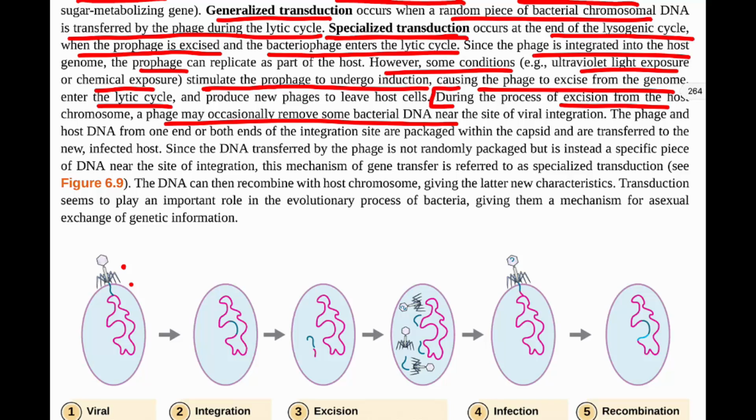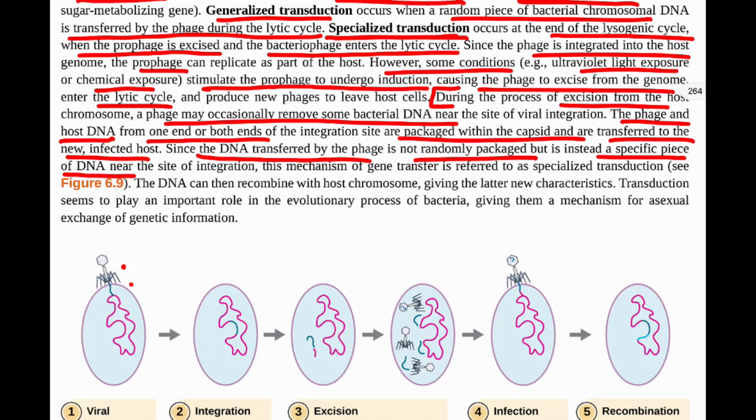Since the DNA transferred by the phage is not randomly packaged, but is instead a specific piece of DNA near the site of integration, this is called specialized transduction. The DNA can then recombine with the host chromosome, and then it gives the latter new characteristics. So we see the same thing here, where if we take a piece of DNA from one bacteria on either side of our viral genome, and then give it to a new cell, we can be transferring genes like, for example, antibiotic resistance to the other bacterium.